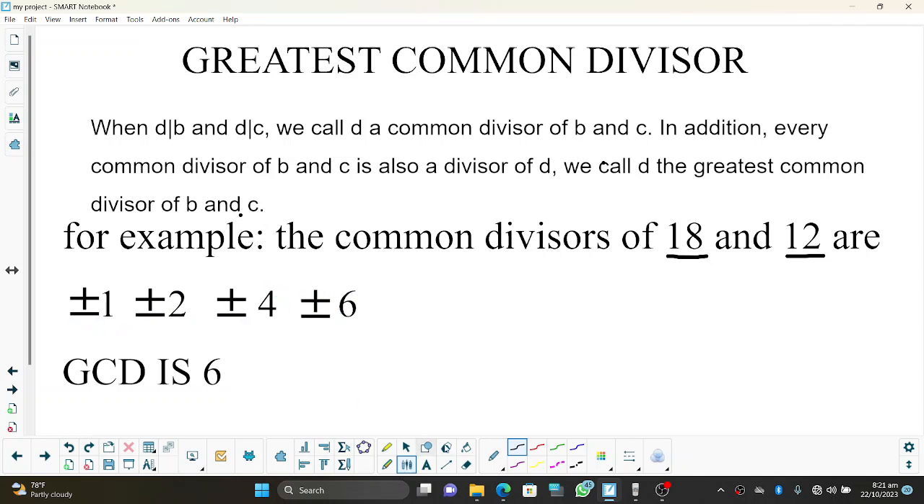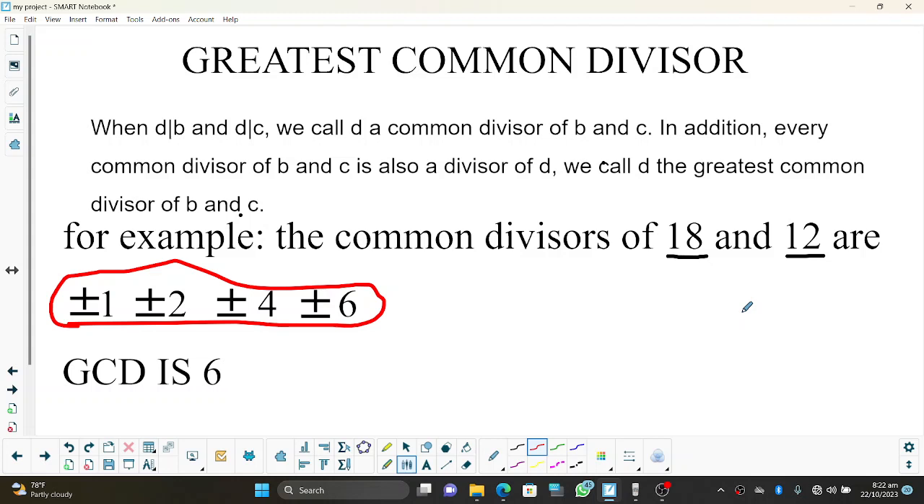So these are the common divisors of 18 and 12. If we're able to list their common divisors, then you're able to find the GCD, the greatest common divisor. So basically, this is the concept of the GCD.